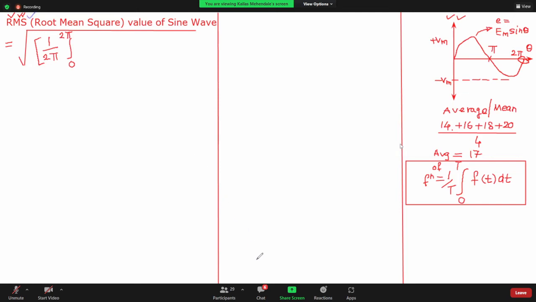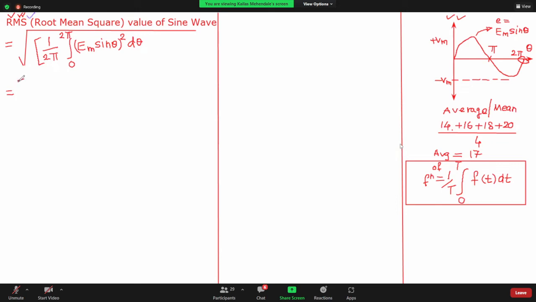So I'll square the function. Now the function was Em sine theta. So the square of that will become Em sine theta whole square, and integrating with respect to theta, so d theta. Now we have to do the mathematical manipulation and simplify this. Those who are good in mathematics can run their own race.